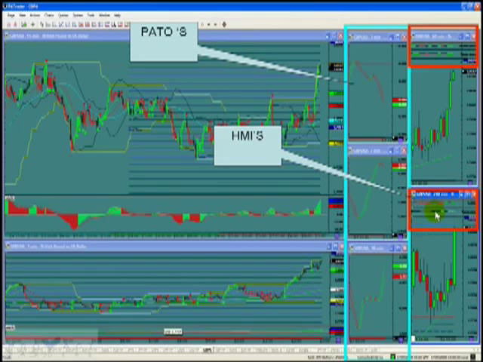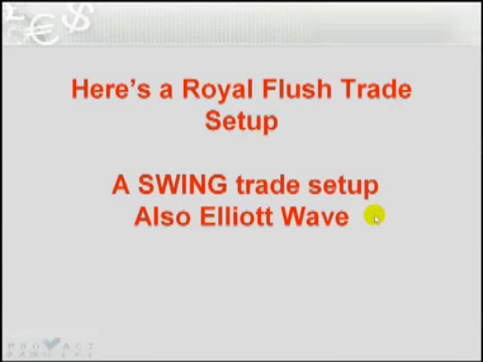And black is a neutral color. That means the market's fairly stagnant. So it's a very quick visual way to tell us whether there's any speed in the marketplace. Then we have a royal flush trade set up. A royal flush for us is a swing trade. It's also known as an Elliott wave, but you don't need to learn Elliott wave.